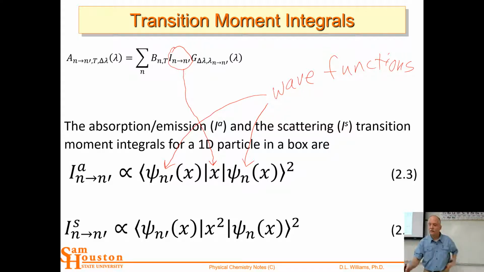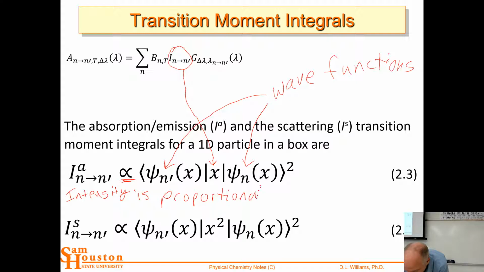And so what this tells us is intensity, that's what I is, intensity of the peak, is proportional to, that's what this little symbol, looks like an alpha, is proportional to the transition moment integral squared.